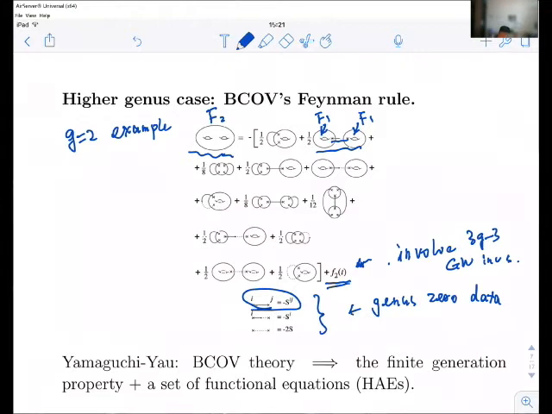And then, following the work of BCOV, Yamaguchi-Yau also deduced the finite generation property and a set of functional equations. So now we know these are equivalent to the BCOV Feynman rule. Hence this BCOV conjecture also has an alternative form in the literature, in Yamaguchi-Yau's form. It is equivalent to a finite generation property and some functional equations.